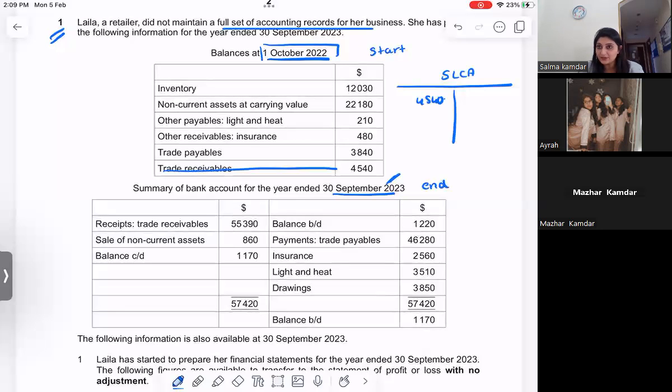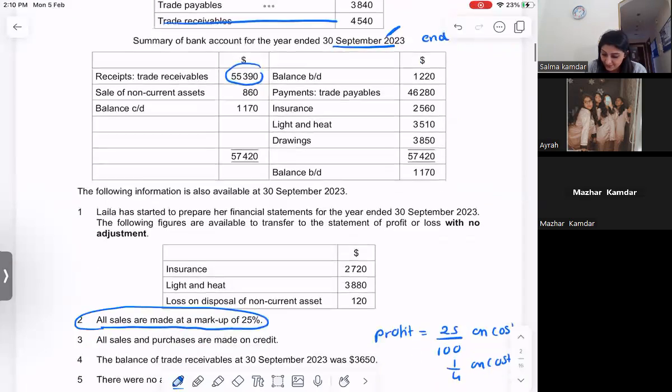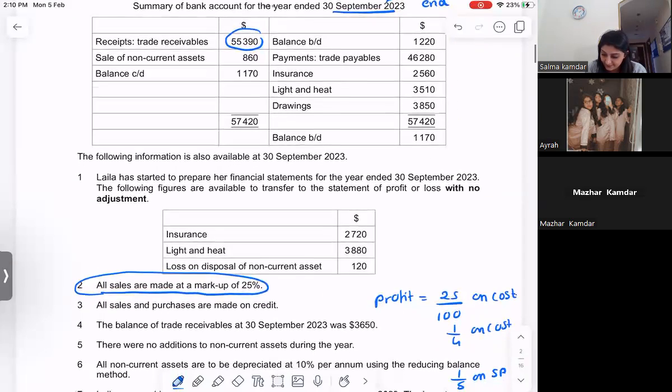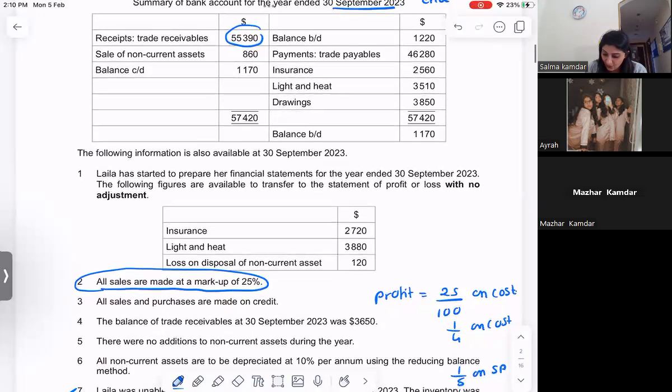And then why on the credit side 55,390? Because on the debit side, only two things come, so the other is money received, 55,390. Anything else related to trade receivable? Yes, 3,650. All sales and purchases are made on credit.